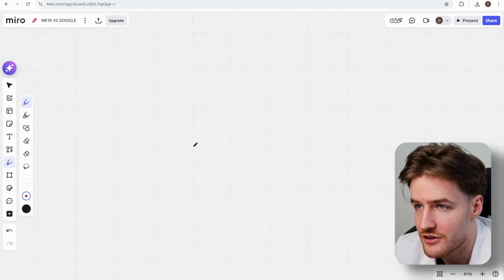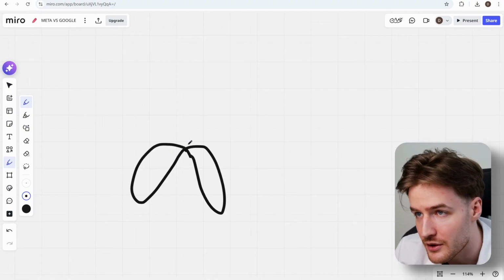So the first thing we want to consider, actually, let me draw these logos here. Oh, that's horrible. There we go. Okay, that's a decent drawing.